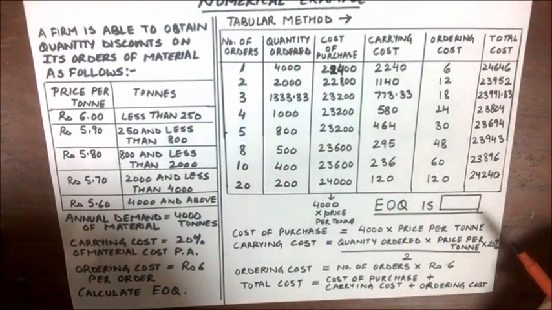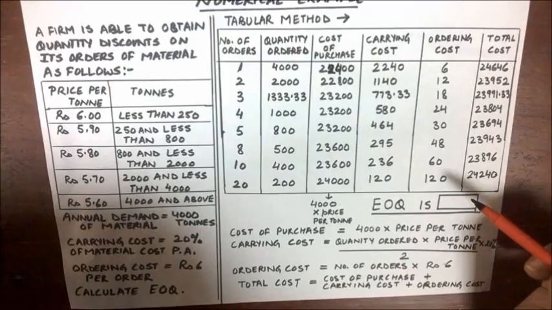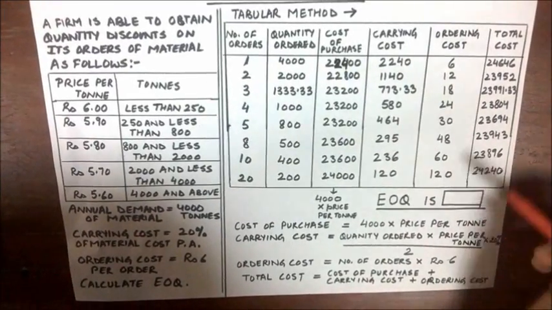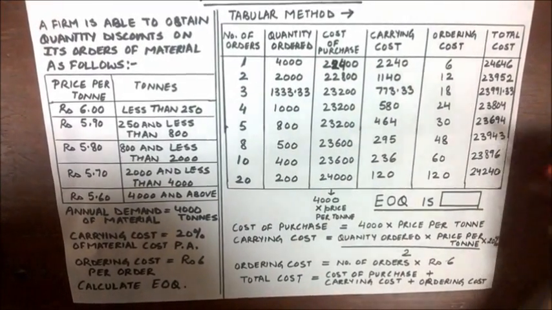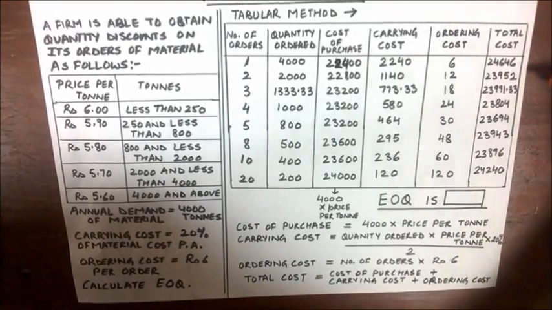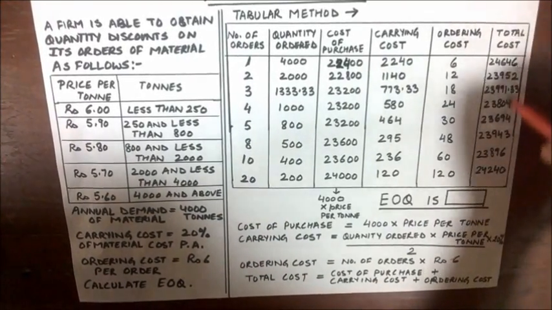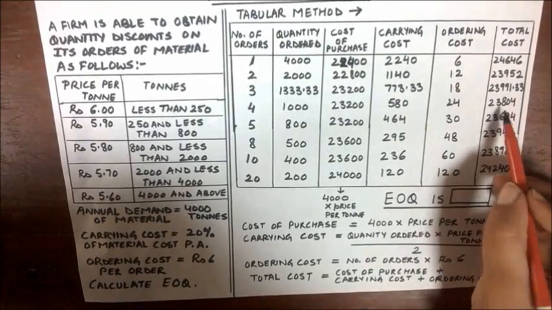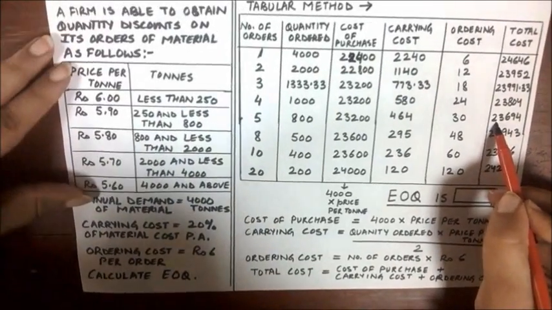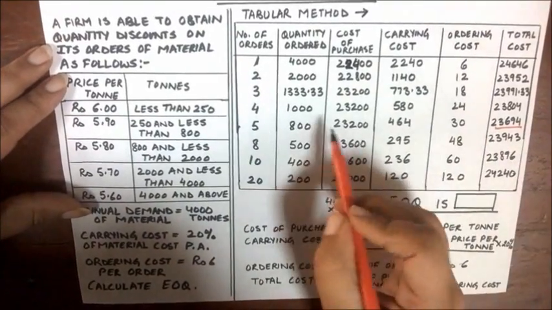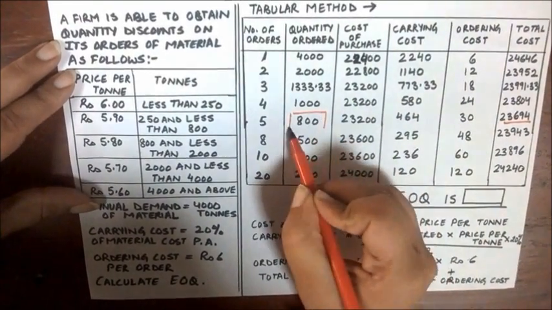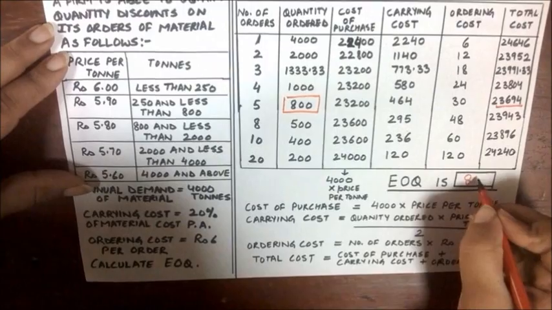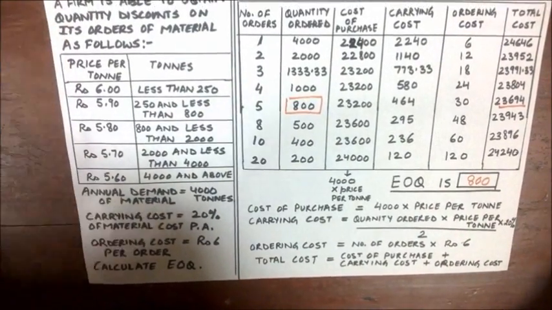Now, as explained earlier, under the tabular method, in order to find the EOQ, we look at the least value in the total cost column. In this column, 23,694 is the least cost that we can see, and corresponding to it is the 800 value. So 800 is going to be our EOQ.